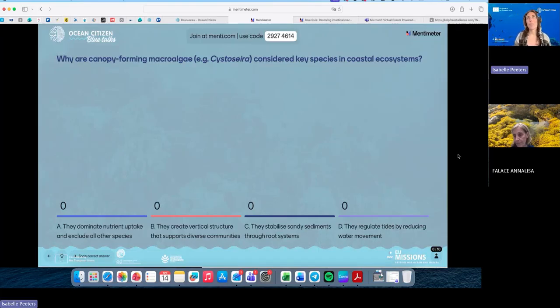Why are canopy-forming macroalgae, like Cystoseira, considered key species in coastal ecosystems? So we have 4 options. Which one do you go for? A, canopy-forming macroalgae dominate nutrient uptake and exclude all other species. Is it B, they create vertical structure that supports diverse communities? Or C, they stabilize sandy sediments through a root system? Or D, they regulate tides by reducing water movements?